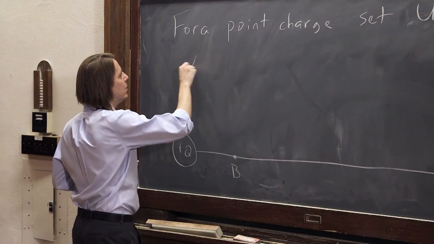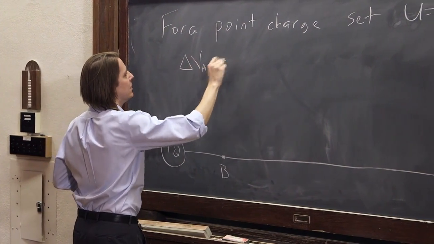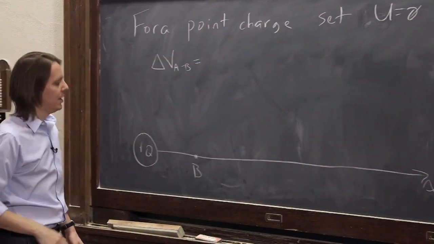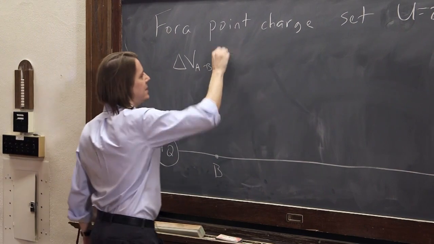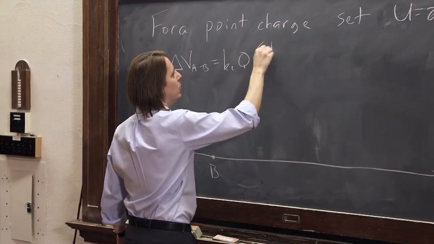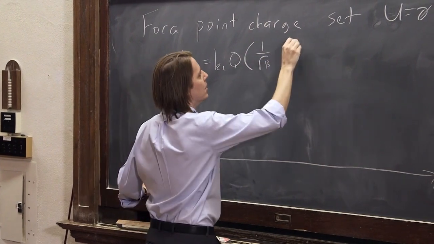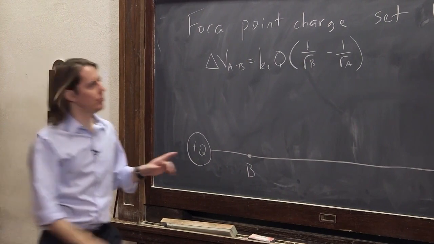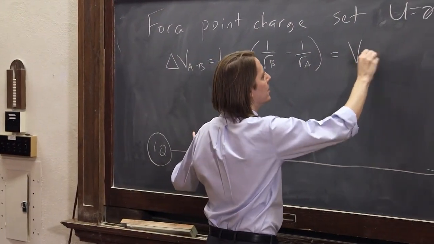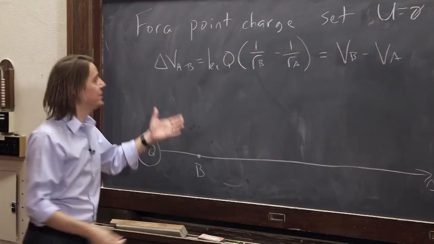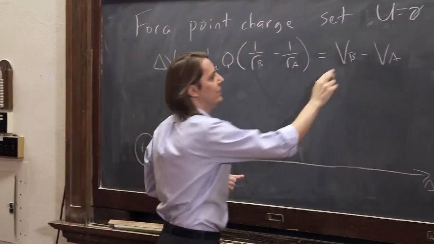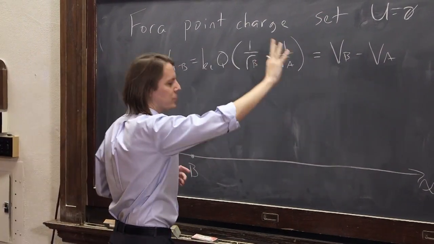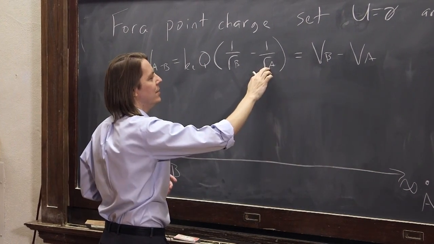So delta V, A to B, is a potential difference to go from A, where it's 0, all the way up to B. We just calculated what that is. That's k_e Q times (1 over R_B minus 1 over R_A). Okay? And we know that's equal to the potential at B minus the potential at A. That's the definition of a difference. What we're trying to do is get a hold of this.